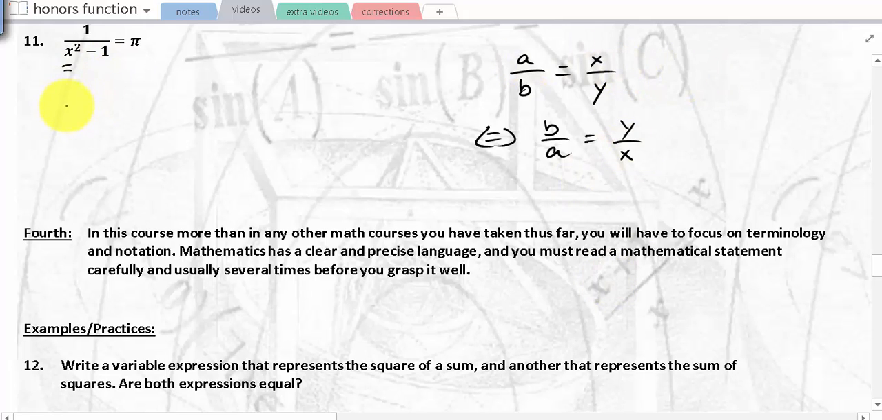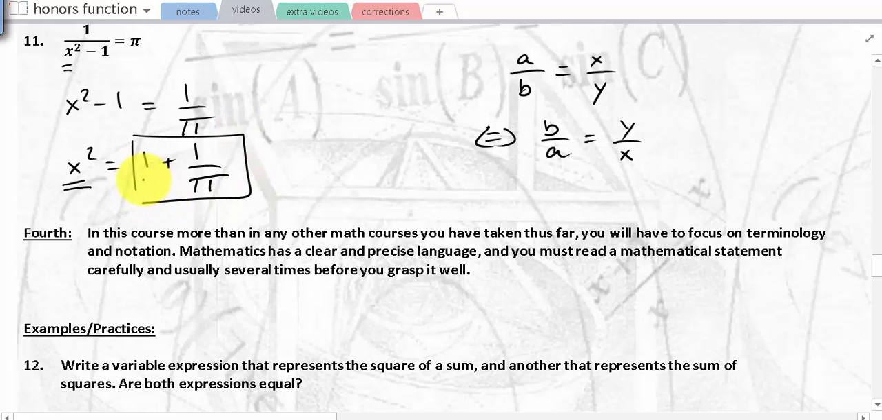So let's do that. So we have x squared minus 1 over 1, so I'm not going to write it, equals 1 over pi. Then we have x squared equals, I'm going to move the 1, 1 plus 1 over pi. Okay, well, this is a square. This is a quantity that is positive, so I can go further and write that x is plus or minus square root of 1 plus 1 over pi, okay? And this expression is completely fine.